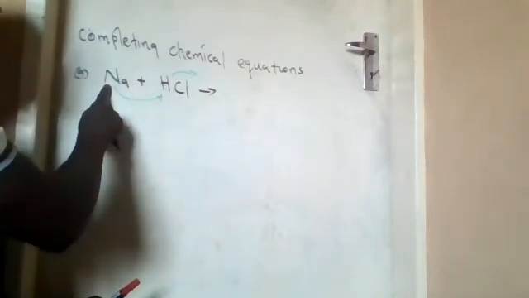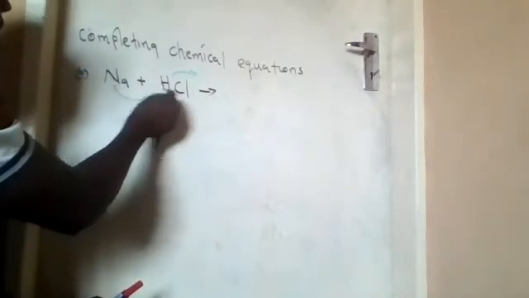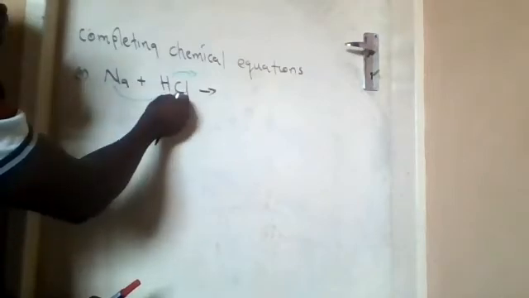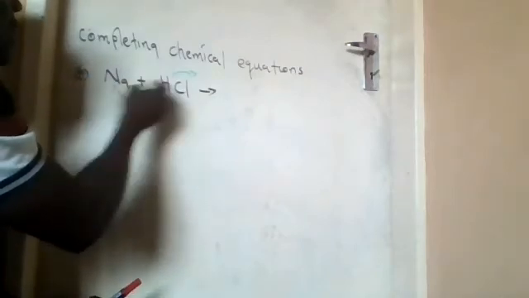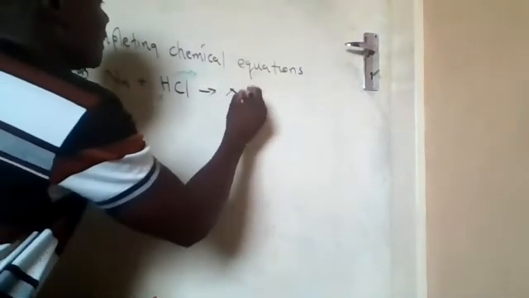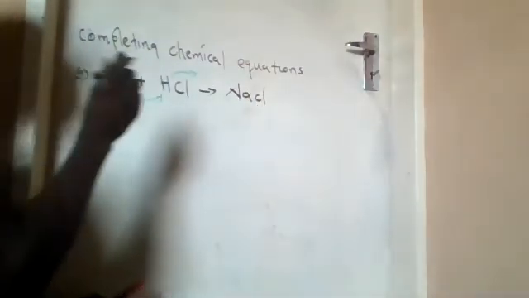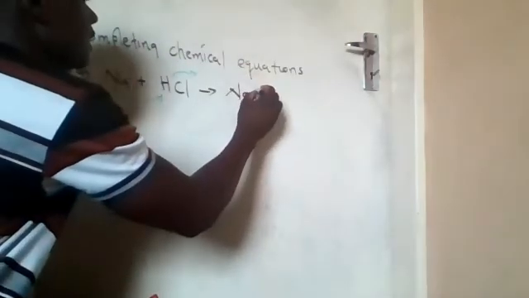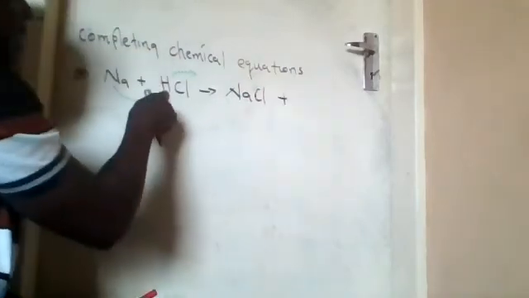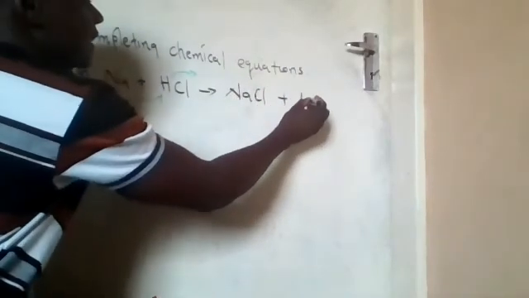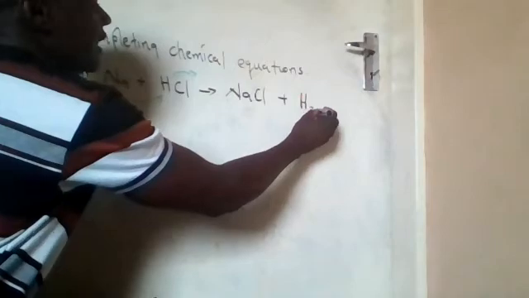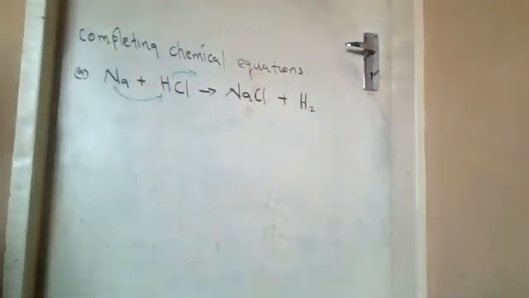Sodium also has a valence of 1. So when these guys combine, there is no need of struggling on getting to know the valence. The valences are 1, 1. So I'm just going to write them sodium chloride, like that. Okay, and then plus hydrogen is being formed as a gas, but hydrogen is a diatomic element. So the hydrogen is going to be written with the subscript 2 because it's a diatomic element.